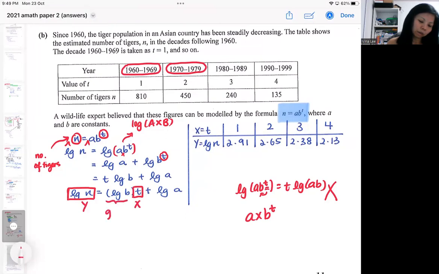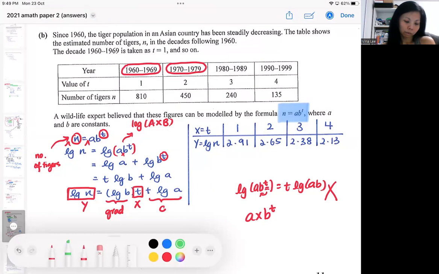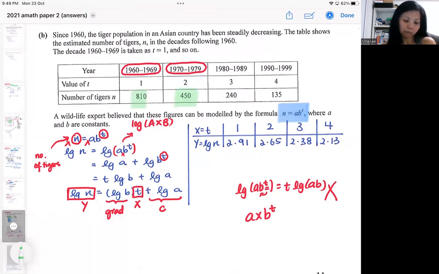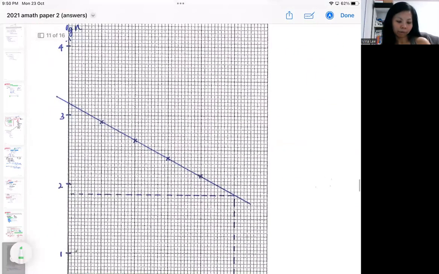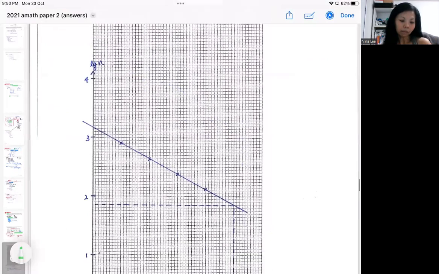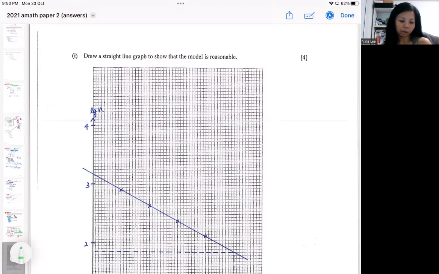And you will be using the gradient to find LGB, and you will be using the intercept to find LGA. So you will need to plot out a new table. Using the original table, make sure you go and log all these numbers so that you get a new table. So plot out the new table with whatever scale that you have.